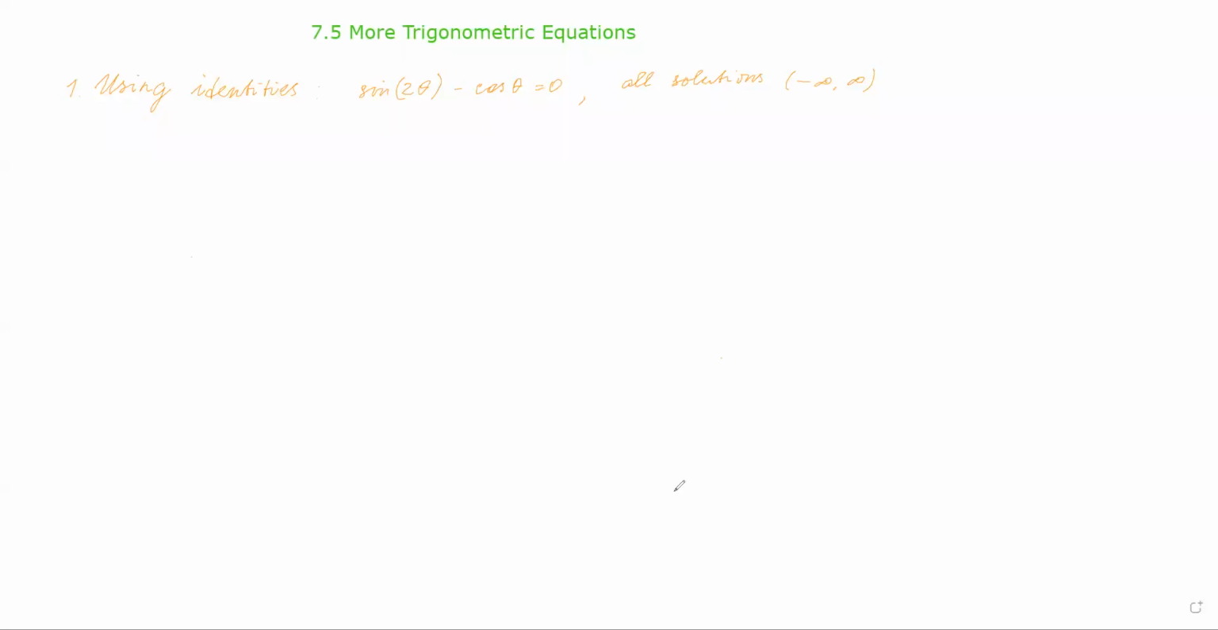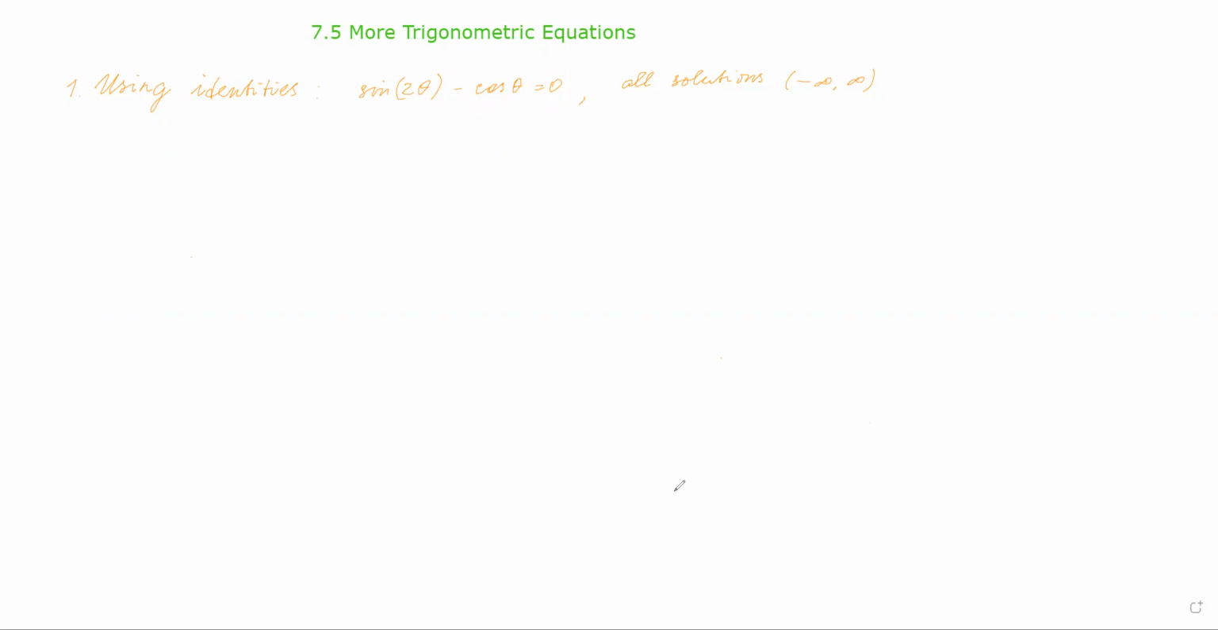Hi everyone. Today we are going to continue working with trigonometric equations in section 7.5. New things in section 7.5 we are going to cover are how to use identities when we solve trigonometric equations. For example, we are using an identity to solve the next trigonometric equation, sine of 2 theta minus cosine of theta equals 0.